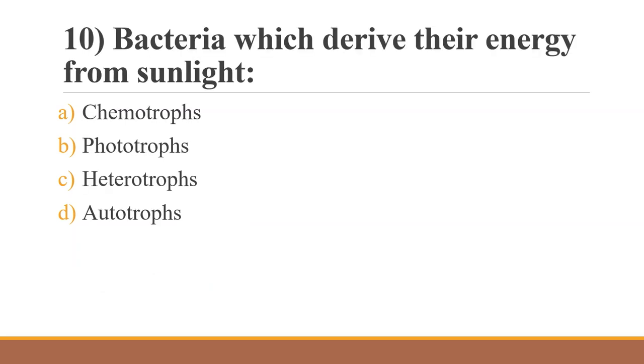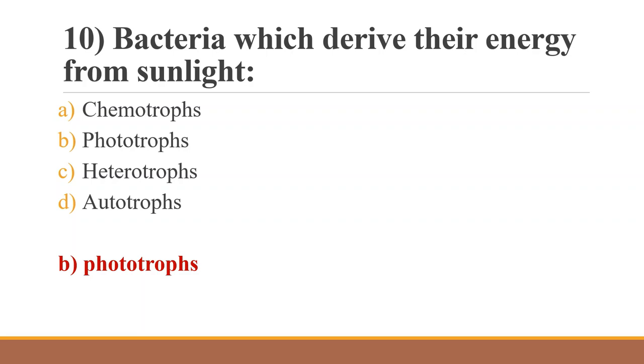Then 10th question. Bacteria which derive their energy from sunlight. Option A, chemotrophs. Option B, phototrophs. Option C, heterotrophs. Option D, autotrophs. Answer is option B, phototrophs. Phototrophs means bacteria which derive their energy from sunlight.